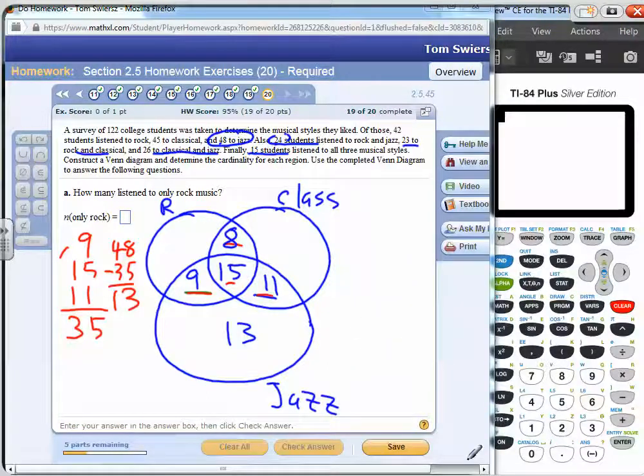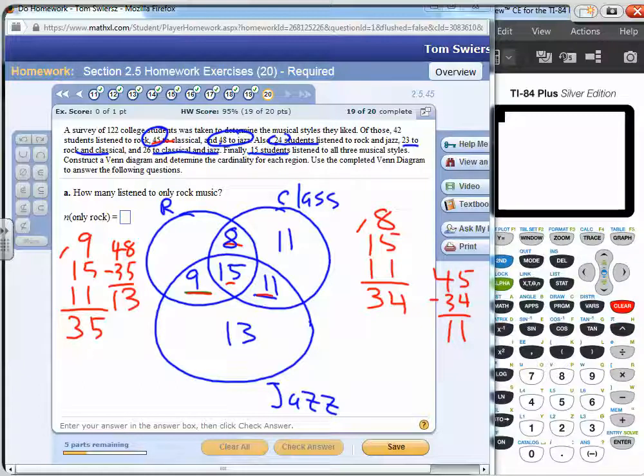Okay, same reasoning now for classical. Classical is what? 45, right? We already have in classical the 8, 15, and 11. So when we add these together, we get 34. We've got 45 as the total in classical. So 45 minus 34 is 11. So what remains just in classical would be the 11. So when we take 11 plus 11 is 22, plus 15 is 37, plus 8 is 45, we get the 45 in classical.